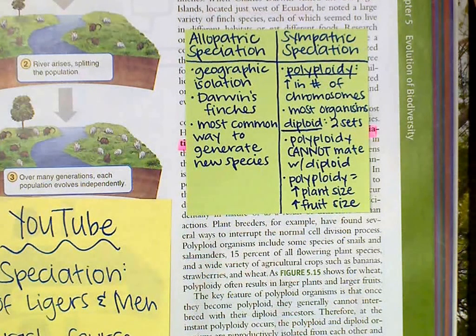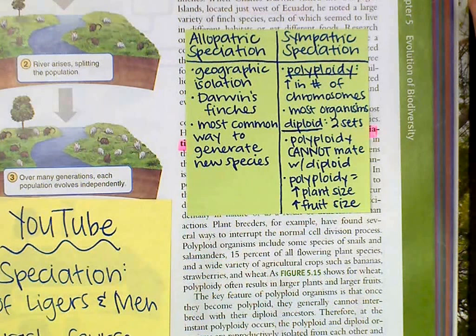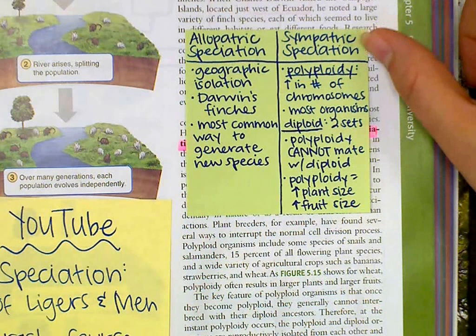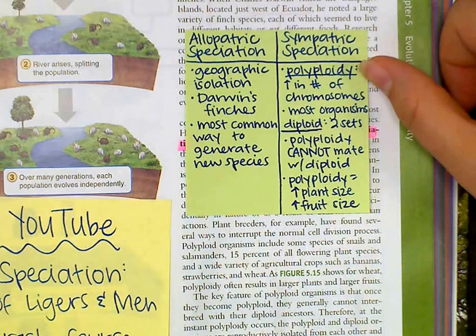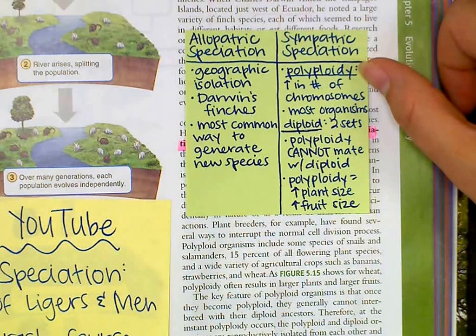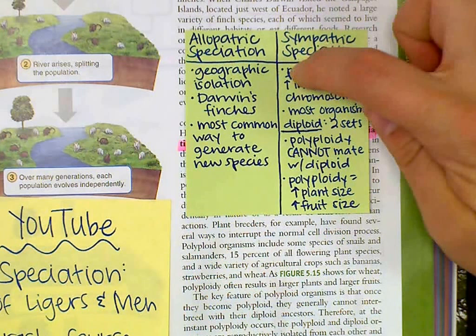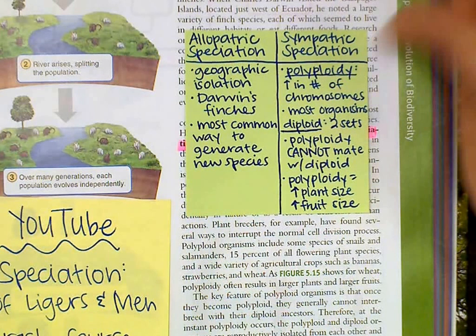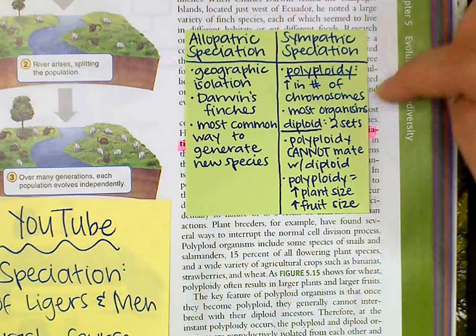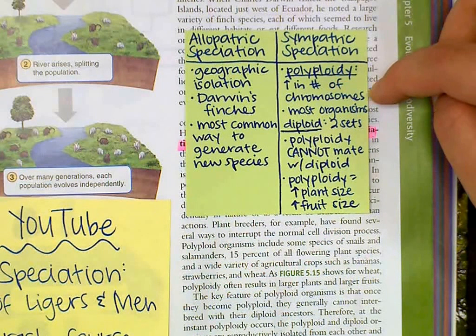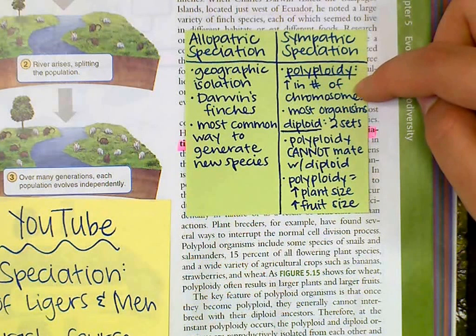Allopatric speciation is the most common way to generate new species, and so that's what happens most often. Now there's this other thing called sympatric speciation, and that's what happens when they undergo polyploidy. Poly means lots, and ploidy means chromosomes. It should be like diploid or haploid or something like that. That's when we're talking about genetics. So this is what happens when we increase the number of chromosomes in an organism.